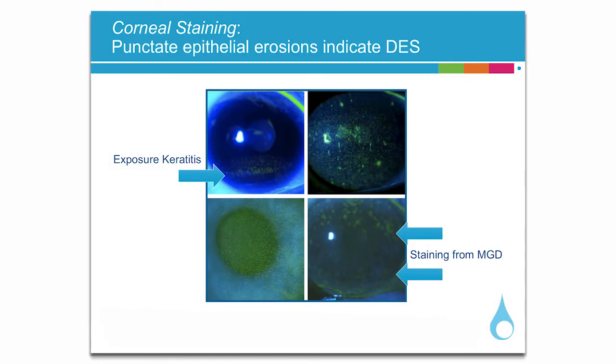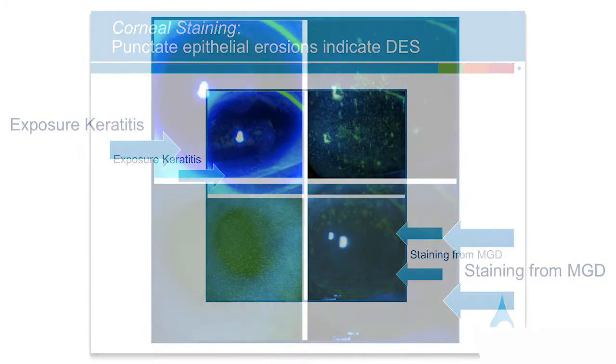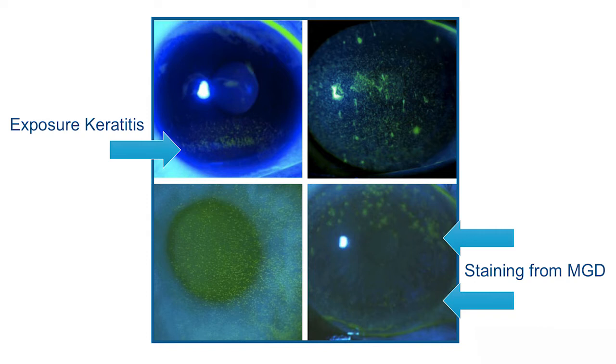Lastly, evaluate the cornea with a slit lamp using fluorescein or lissamine green dye. Look for punctate epithelial erosions, especially in patterns, which could indicate dry eye problems. In the upper left photo, the inferior arcuate staining pattern reveals exposure keratitis. In the lower right photo, the staining of the upper and lower thirds of the cornea indicates epithelial cell injury from bacterial toxins commonly found in MGD and blepharitis.